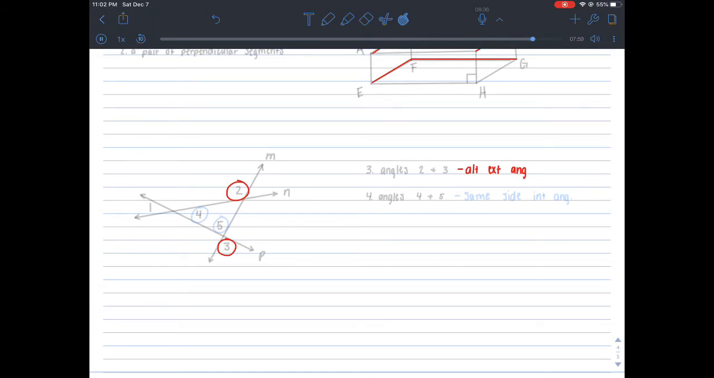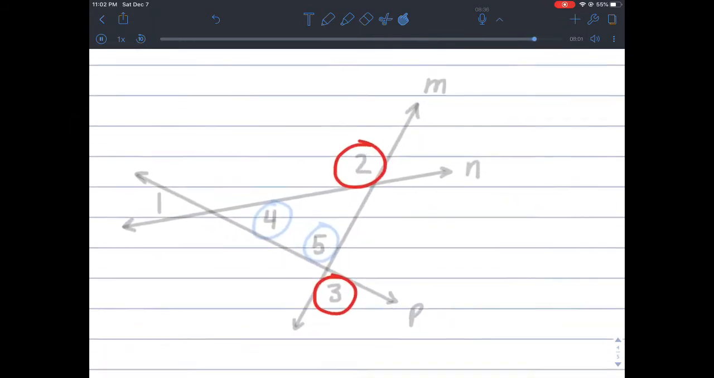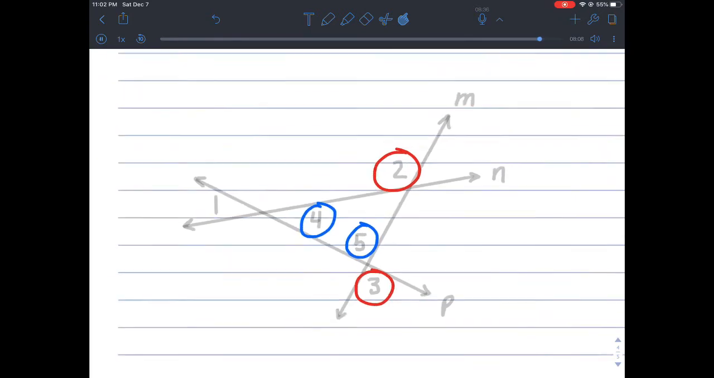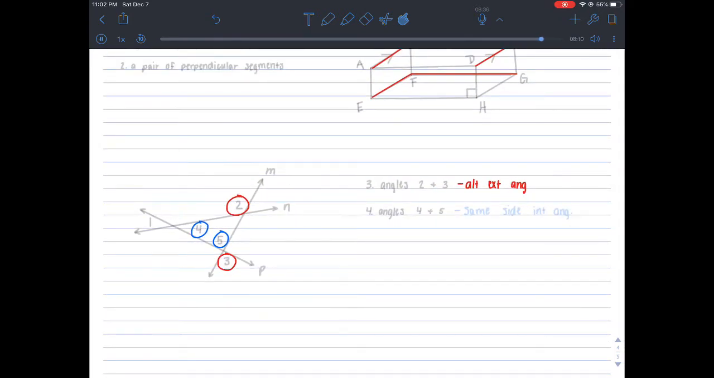Number 4, we are going to identify angles 4 and 5. Angles 4 and 5 are going to be circled in blue. These are same side interior angles.